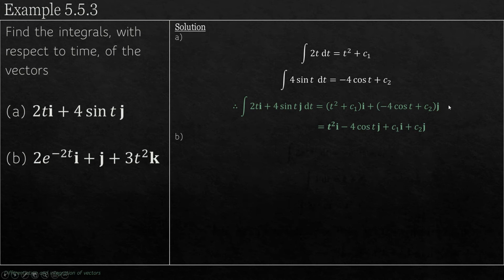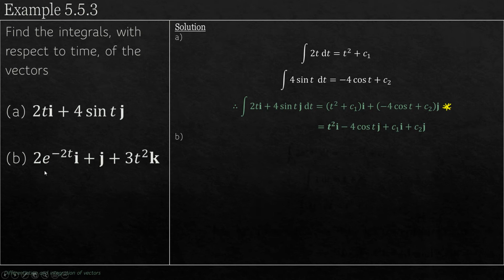Now you could leave your answer like that, there's nothing wrong with that, or if you wanted to, you could expand the brackets and write it like this. So notice I've put c1i plus c2j at the end. It's up to you which version you use. I'm going to use this one more in subsequent videos.